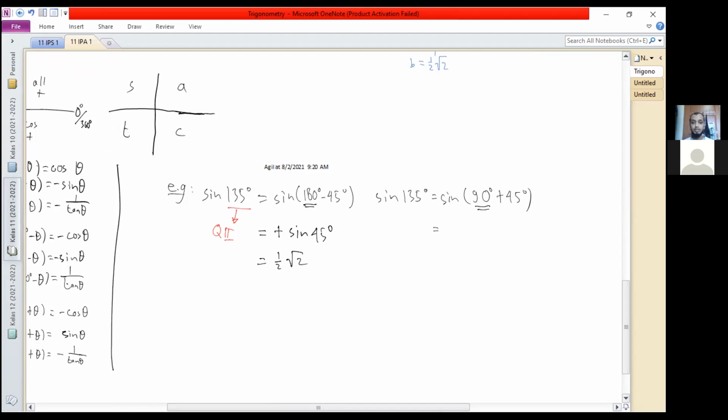Okay, how about the second one? So sine of 135 degrees is equal to sine of 90 degrees plus 45 degrees. You know that. Next, we know that this is still in the second quadrant, so let's mark them as positive.